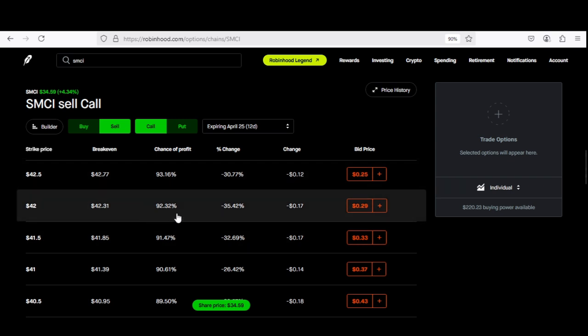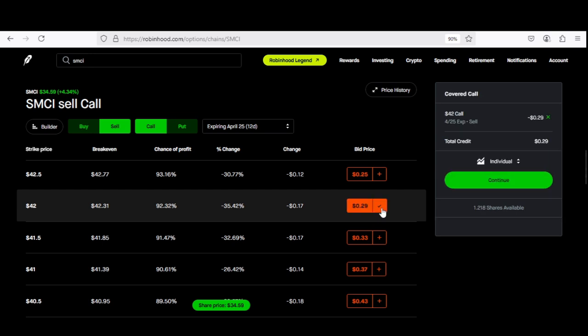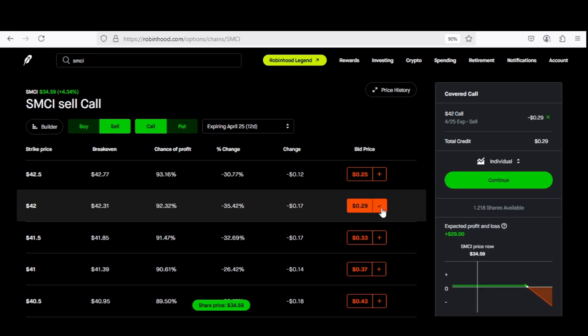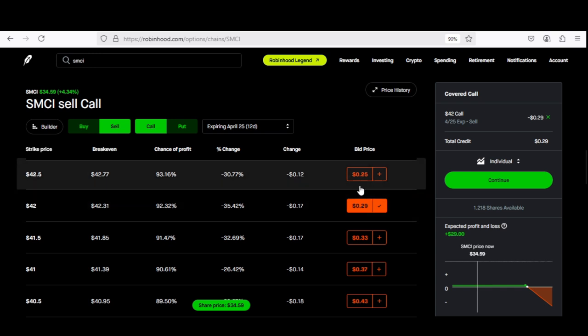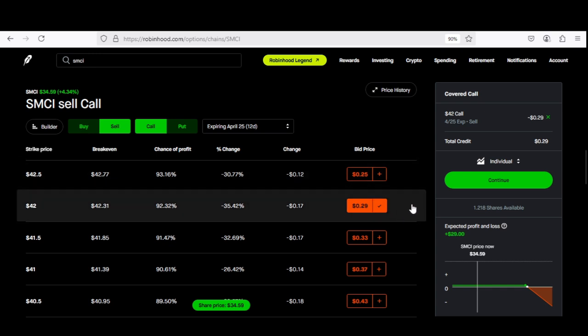What your chance of profitability tells you is that you have a 92% chance that this stock is going to go in your favor. What it also tells you is that you have an 8% chance of this trade going against you. Now, for taking such a high chance, you're going to be paid. The amount of money you're going to be paid is going to be 0.29, and as you know, each option contract is multiplied by 100 shares. So you simply multiply your 0.29 by 100, and that's going to give you $29. This can be done every 2 weeks in order for you to secure around $29 into your portfolio.